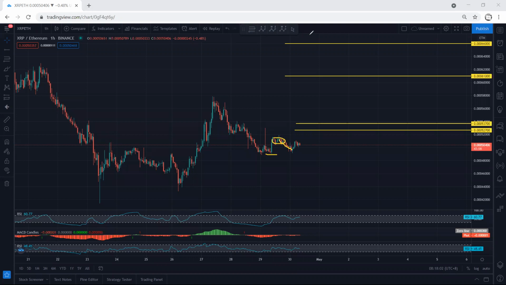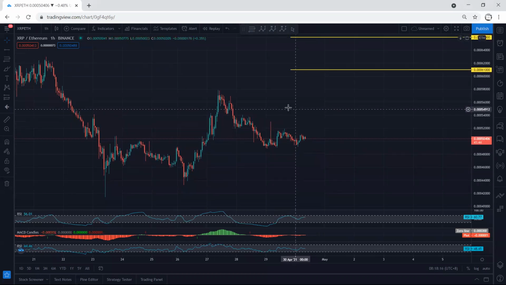That's why now we cannot consider this as a correction relative to this. Now we should look at this entire correction relative to the bigger one. Okay, that's why we moved these lines. Now I want to see what's next.